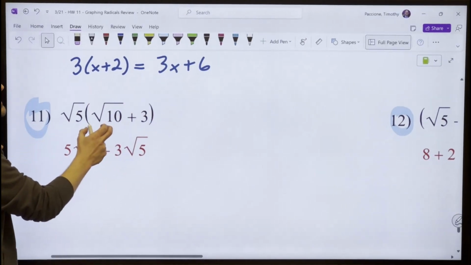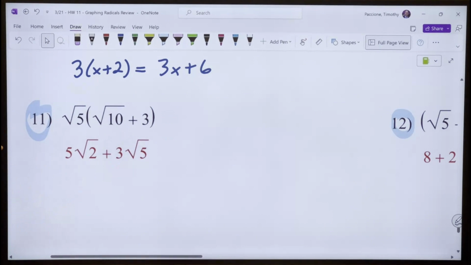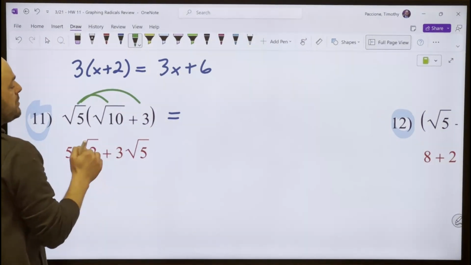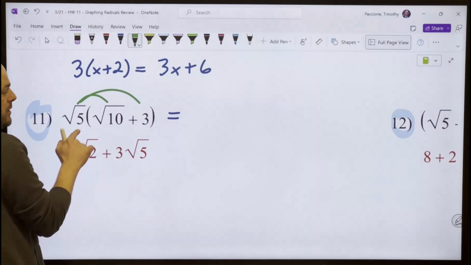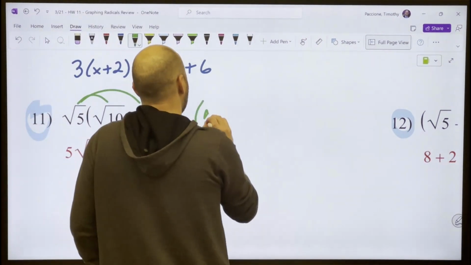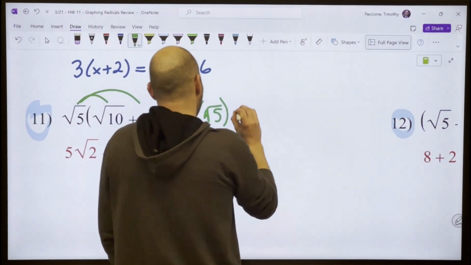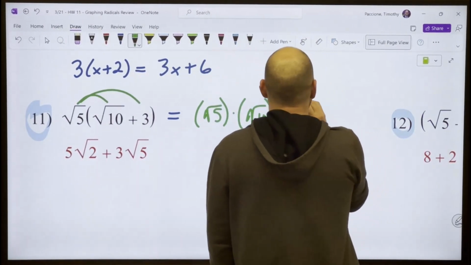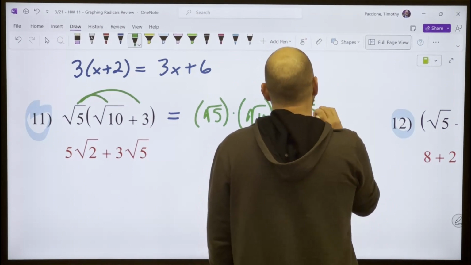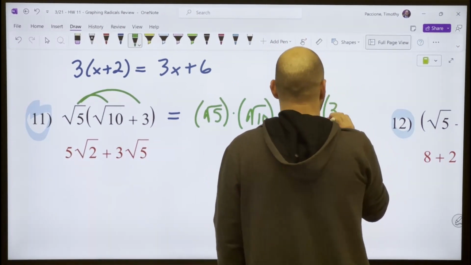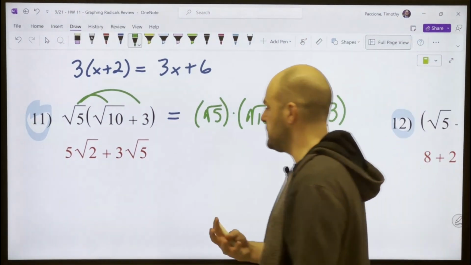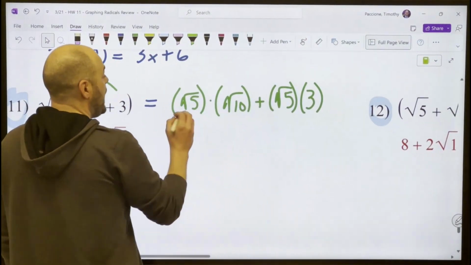So in this case, because it's a little weird, why not write out that math that's in your head if this is confusing for you? Let's distribute this, and let's write it out. So instead of 3 times x, I have what? Square root of 5 times the square root of 10, and then I would go plus the square root of 5 times 3. By not trying to do all that in my head, maybe I'll give myself a better chance of success here.